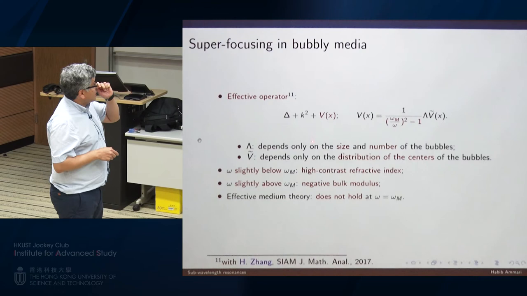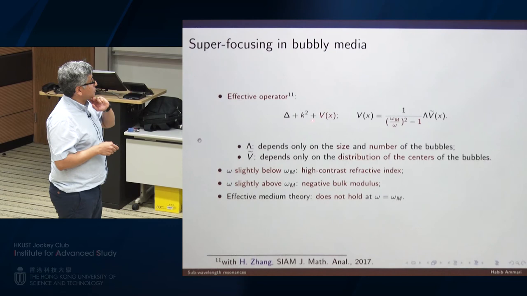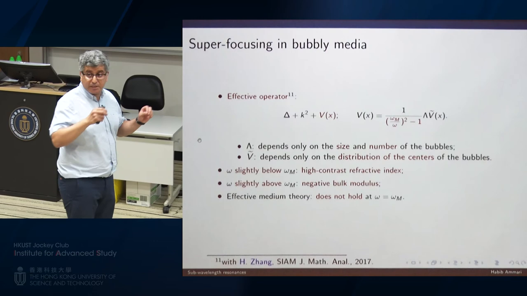Your bubbly medium is described by this effective operator. It's no longer the Helmholtz equation, but it's the Helmholtz equation with some potential, which is decomposed into three parts. This one blows up if omega is close to omega m. This one depends only on the size and the number of the bubbles. And this one depends only on the distribution of the centers of the bubbles. Of course, under many conditions.